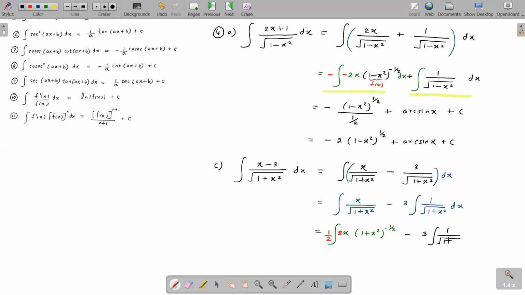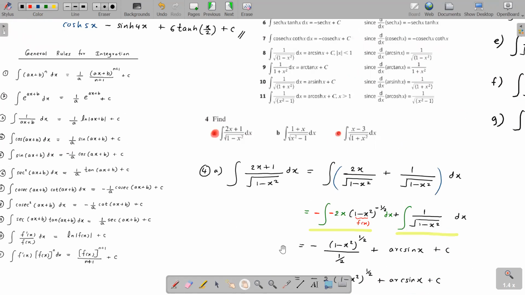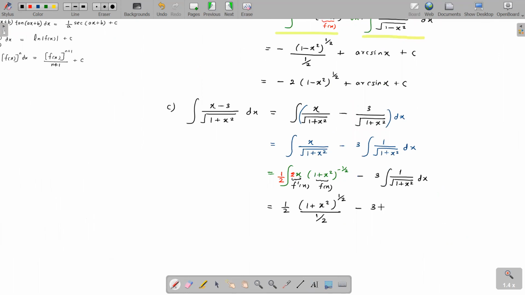Nothing missing here, right? I'll integrate everyone together at once. Okay, so now this guy is ready to integrate, right? We have the perfect f dash x with fx. So f dash x, fx to the power n, let's use half outside, fx to the power n plus 1. N plus 1 is half plus 1 is half, divide by half. Minus 3 times 1 over root 1 plus x square is arc sin x plus c.